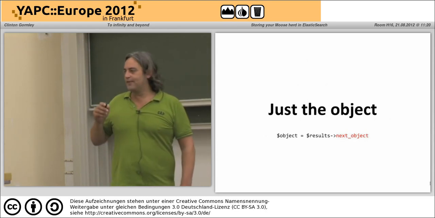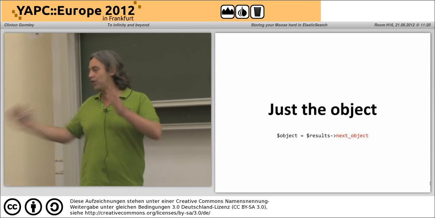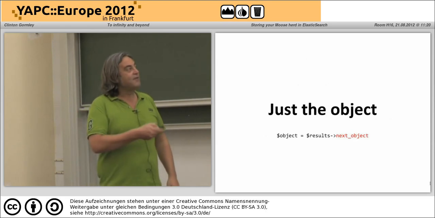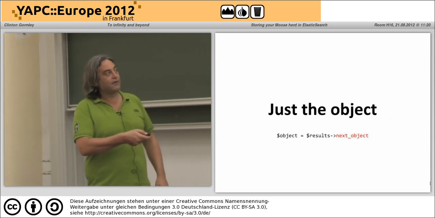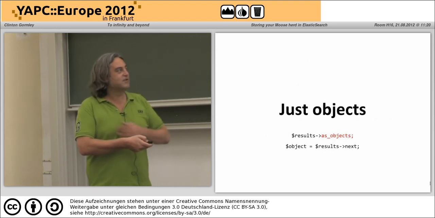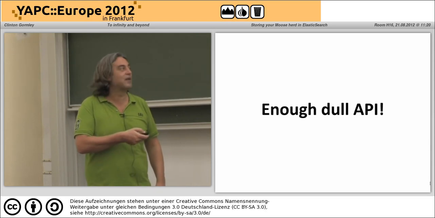Sometimes you don't want the search metadata, you just want the objects themselves. For instance, give me all posts by this user because I want to display a list, okay? In which case, you can ask for the next object instead of just next. Or if you want a whole bunch of them, you can switch the iterator to just give you objects, or just give you results, or just give you the raw data from Elasticsearch.